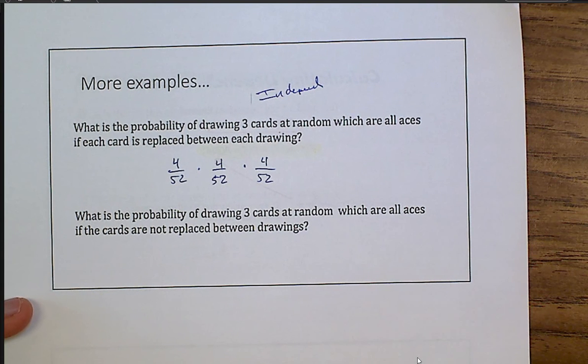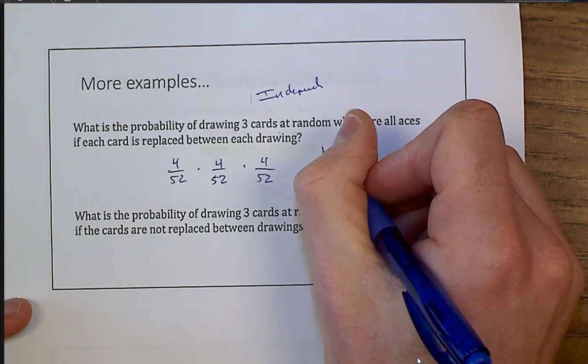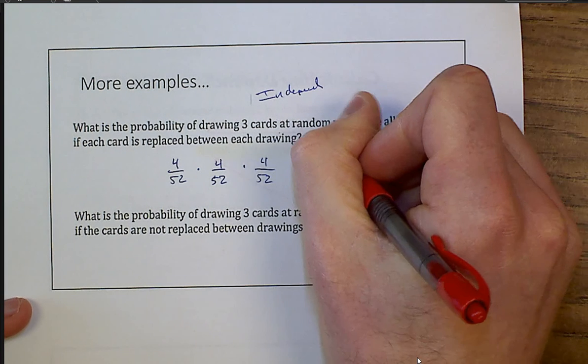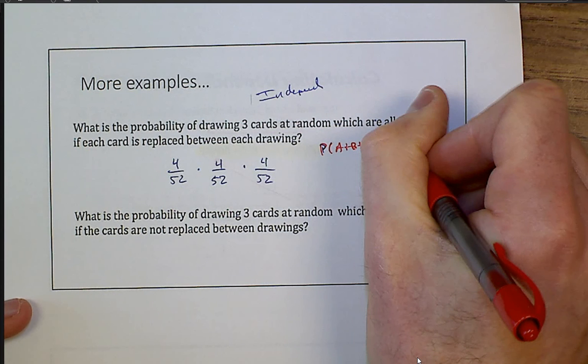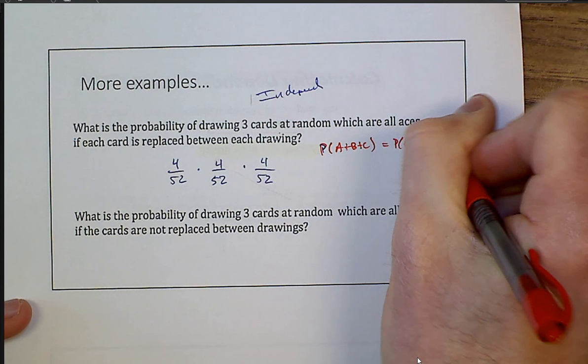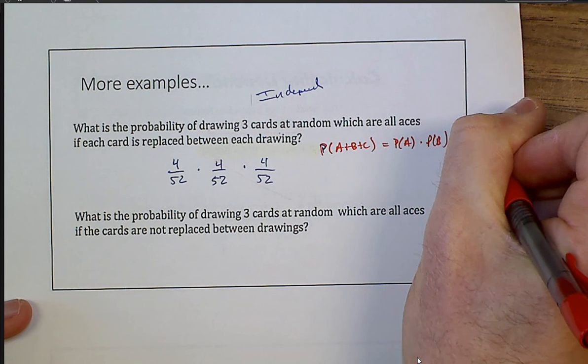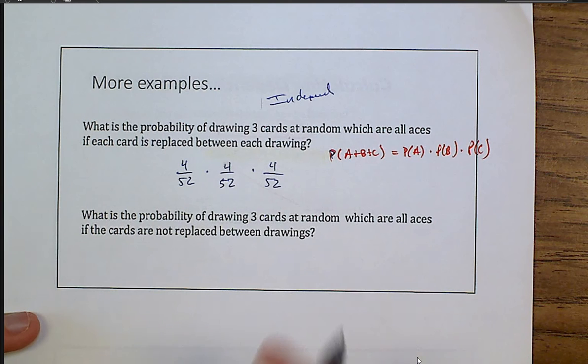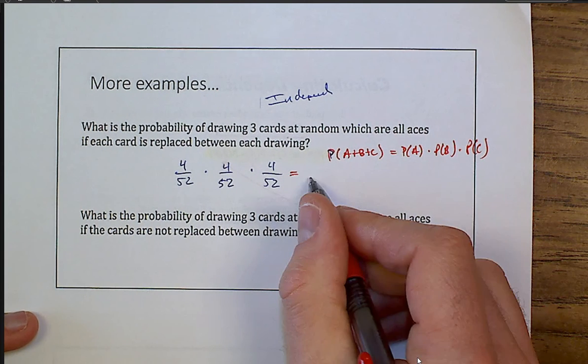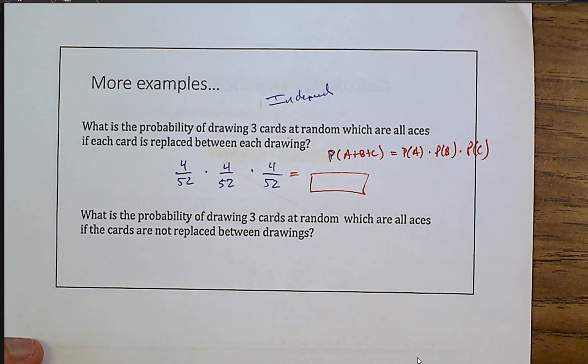Okay? And again, if you were to write this out algebraically speaking, I'll do this in red. The probability of event A and B and C happening would just be the probability of A times the probability of B times the probability of C. There's no dependent aspect to this, okay? We could multiply those together just to save some time. You guys know how to multiply those fractions, top times top, bottom times bottom.